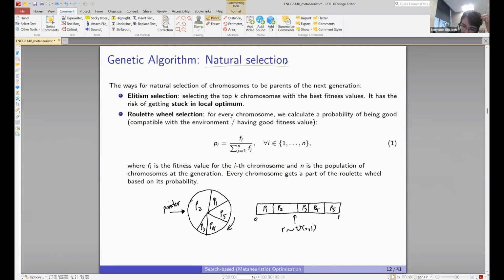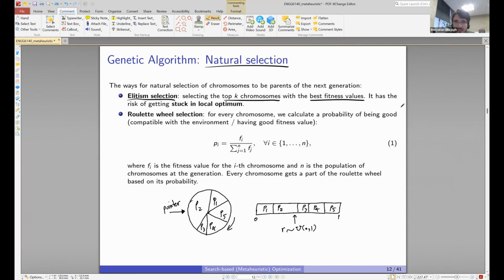Okay, there are several ways to do the natural selection. How do we do that? How do we select the parents, the best parents for the next generation? One of them is elitism selection. It means that select top K chromosomes with the best fitness values. So sort the chromosomes from best fitness value to the worst one and just select the best K chromosomes.